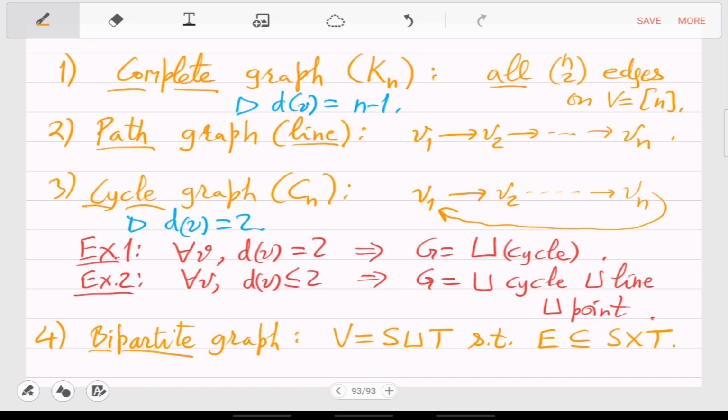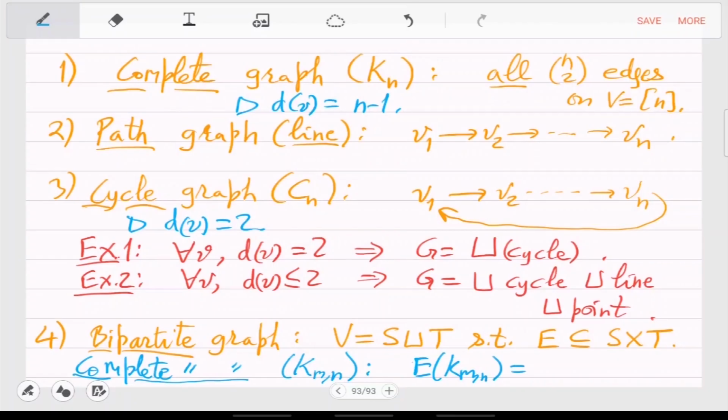So here you can look at a complete bipartite graph, which is K m comma n. This is the graph where you have S of size m, T of size n, and all the edges in the middle, which will be how many edges? M times n. So the edge set of K m n is just m cross n. Okay, the vertex set is a disjoint union of m and n.